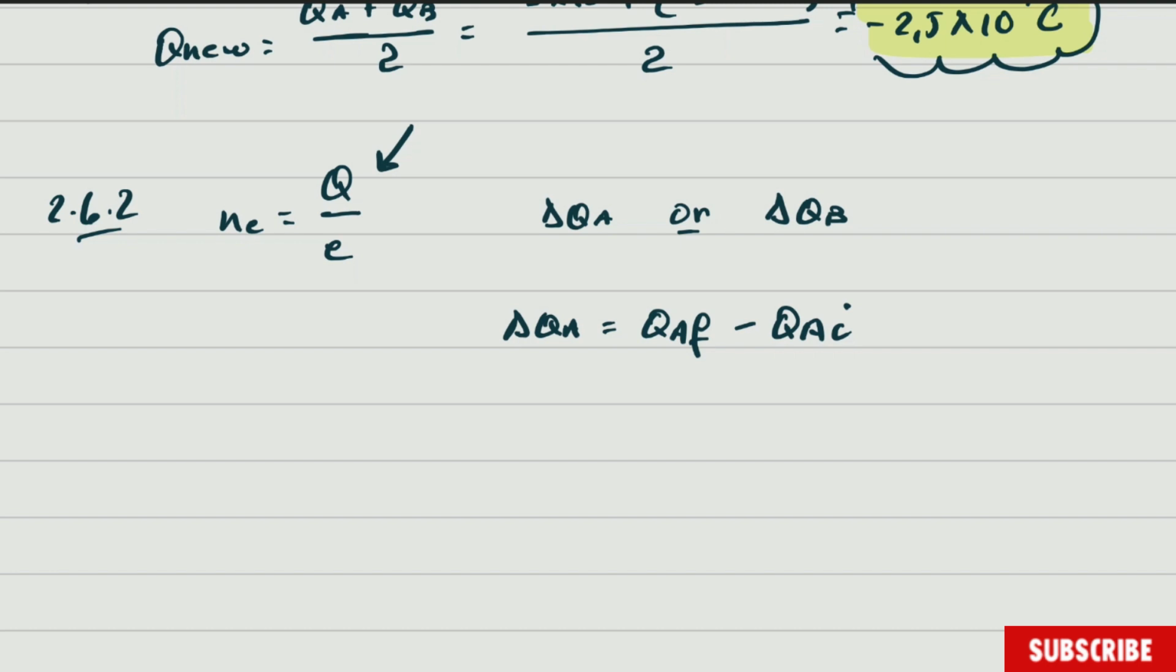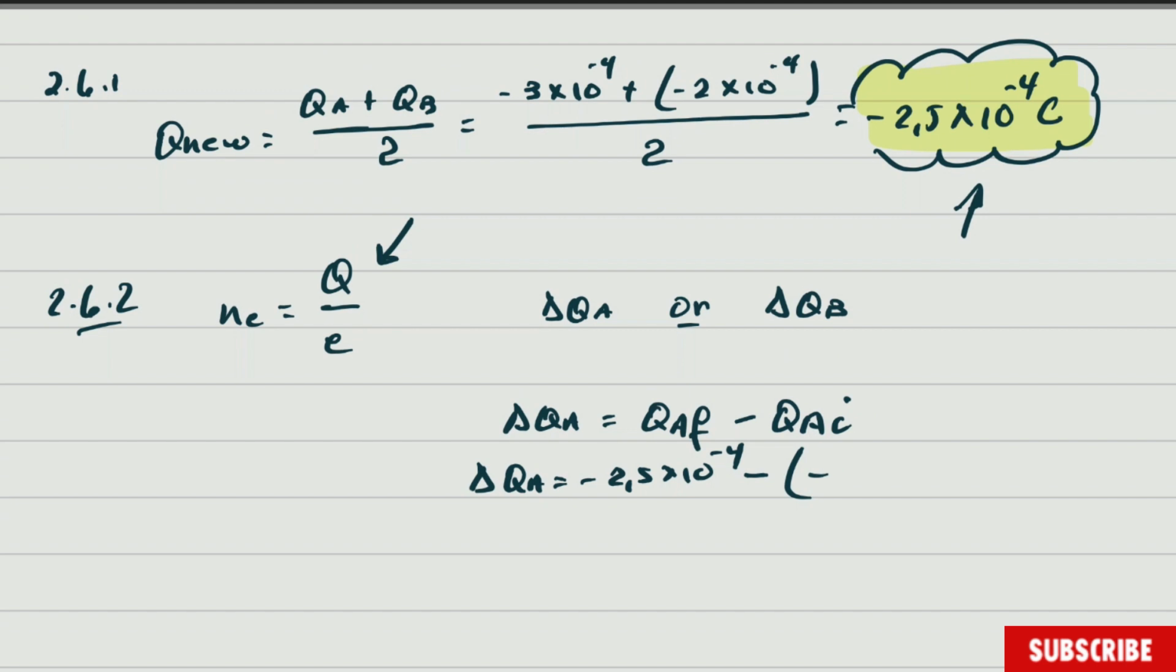When you substitute, the final charge is what we just calculated. So the change in charge of A is equal to minus 2,5 times 10 to the minus 4, minus the initial charge of A, which was minus 3 times 10 to the minus 4. When you calculate this for A, you will get 0.5 times 10 to the minus 4 coulombs.